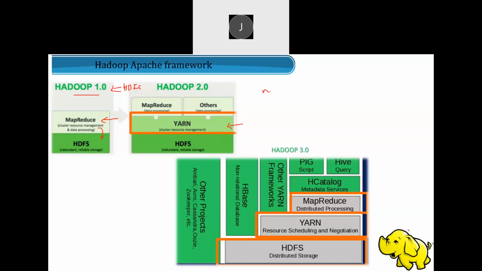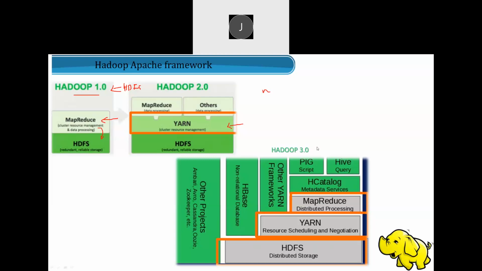And on top of it, other processing engines along with MapReduce are also present. Okay, only one master for multiple slaves. Yes, one master for multiple slaves will be present. That we will see later, each processing we will see later.